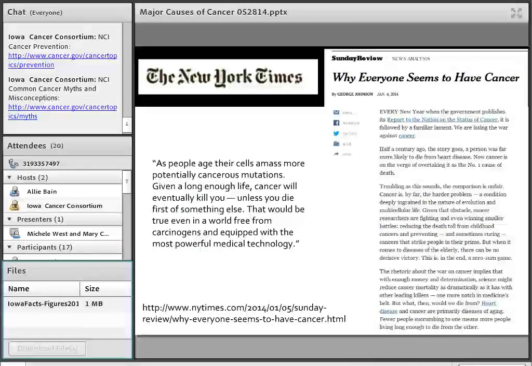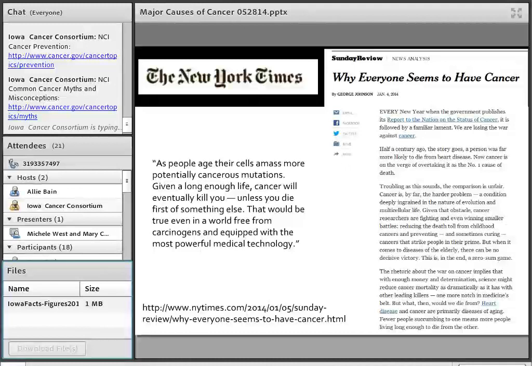And one more myth I wanted to touch on is why everyone seems to have cancer, or also this perception that cancer is going to overtake heart disease as the number one killer. They had a really nice article in the New York Times that breaks this down and explains things, and I liked this quote that I put to the side. As people age, their cells amass more potentially cancerous mutations.